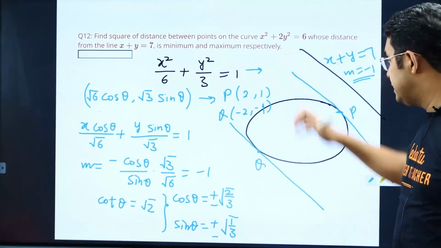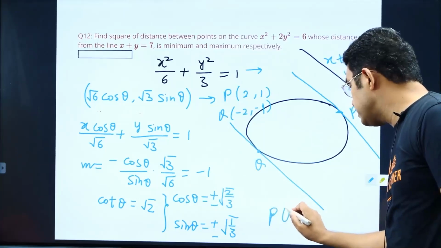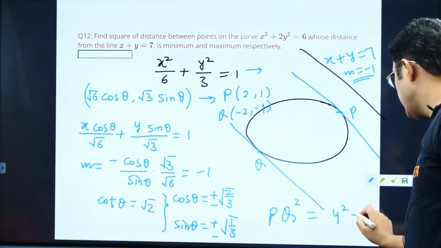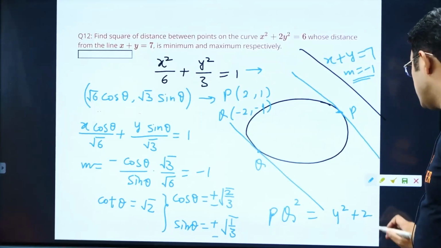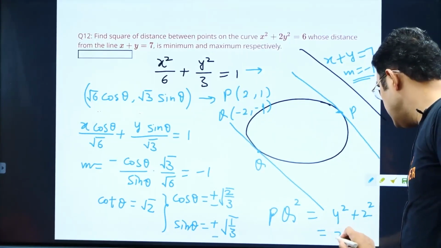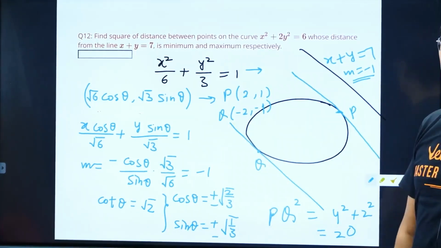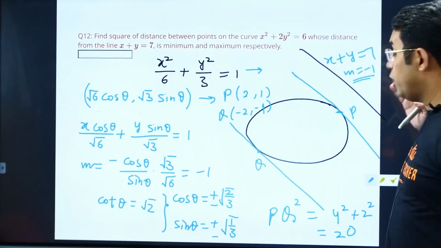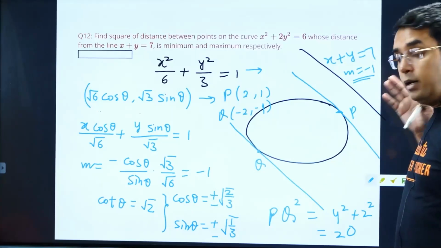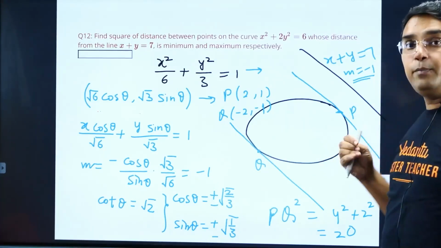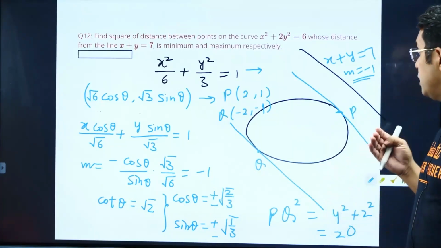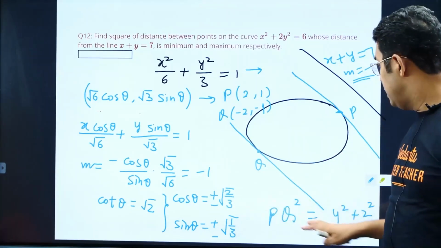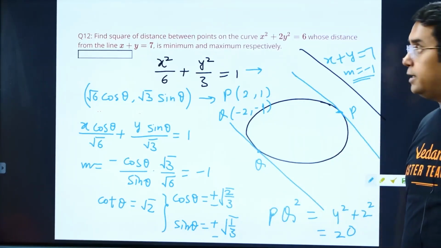And we have to find the square of the distance between these two. So PQ square will be equal to 4 square plus 2 square, that is equal to 20. So the answer for this question is 20. Again, a simple question, you just have to use the concept of tangency, the concept of how to find the point at nearest or farthest distance using the condition of tangent. Then you get the points and find the distance, that's it.